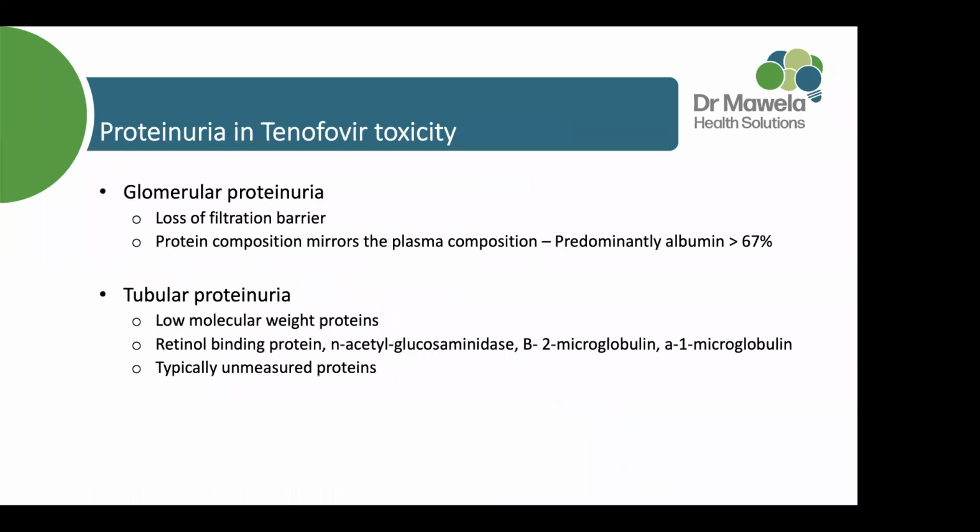I spoke about proteinuria with tenofovir toxicity, and I wanted you to differentiate proteinuria from a glomerular injury versus from a tubular injury. Very important. With glomerular proteinuria, you'll always find albumin in urine. With your tubular injury, like the one that is caused by tenofovir, the proteins that you find in urine are your low molecular weight proteins.